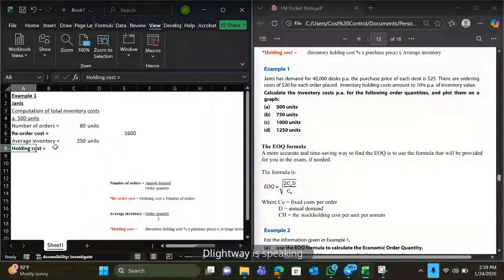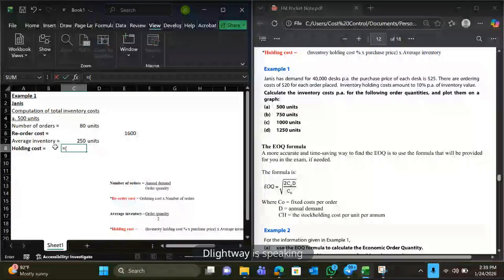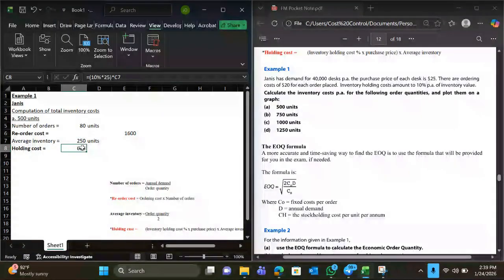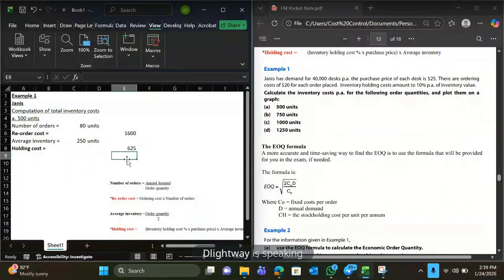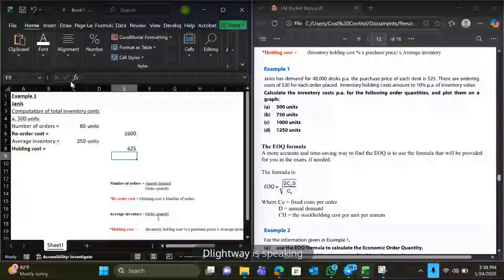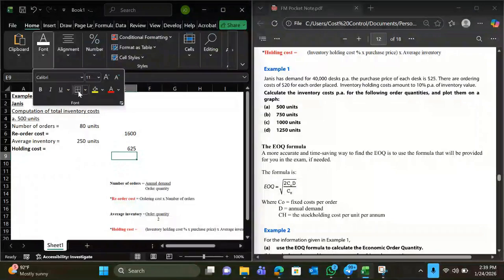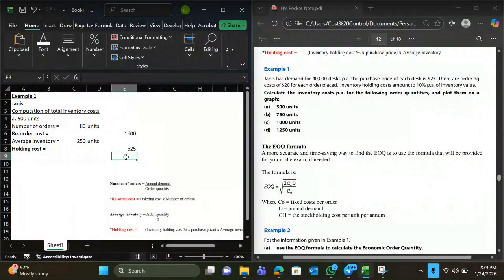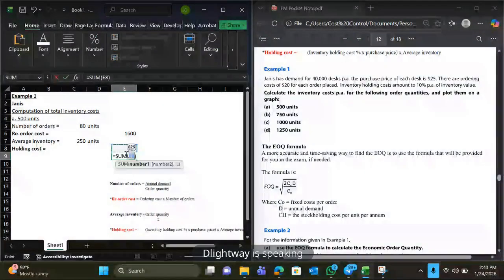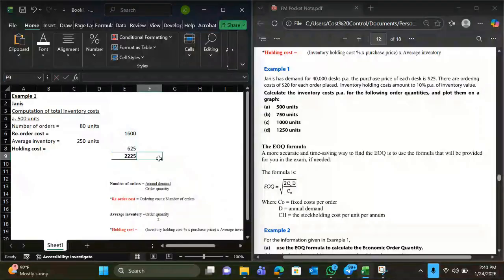So let's go back to our Excel. That's going to be open bracket 10% of our purchase price, $25 from the question, multiplied by our average inventory, and our average inventory is 250 units. Let me cut it and bring it here. So our total inventory cost is this, for the first one, for 50,000 units.